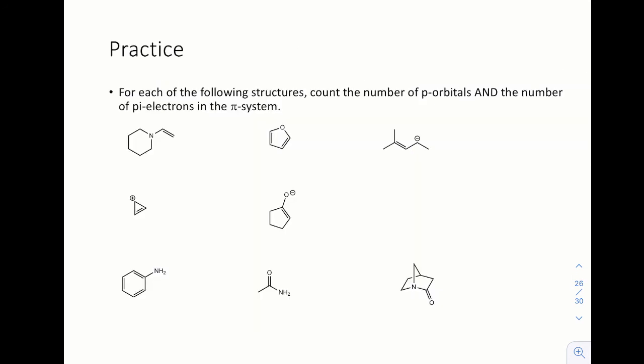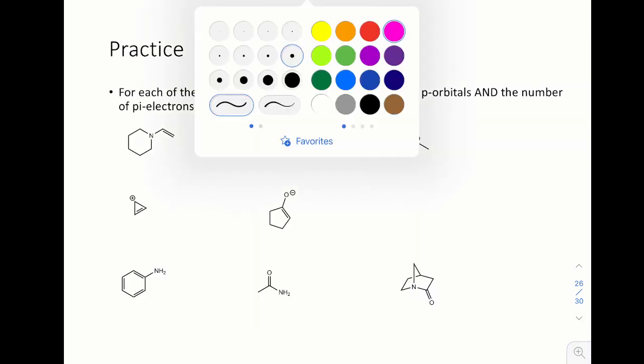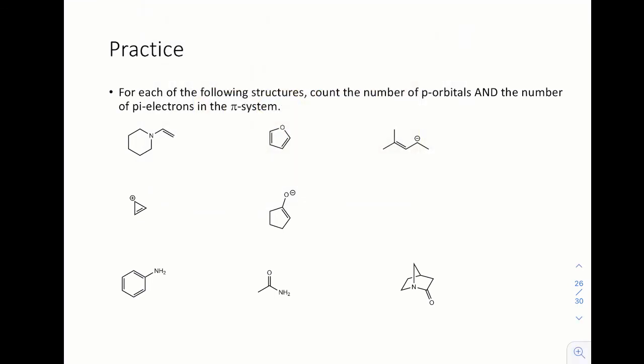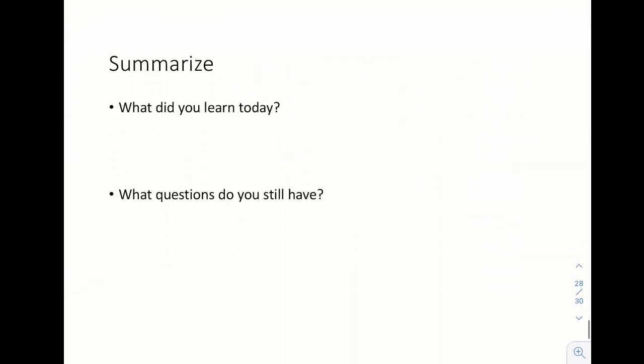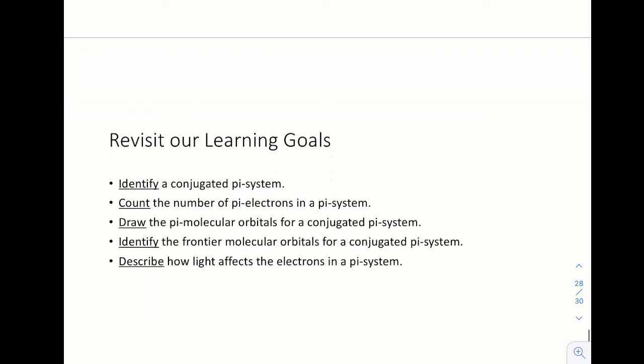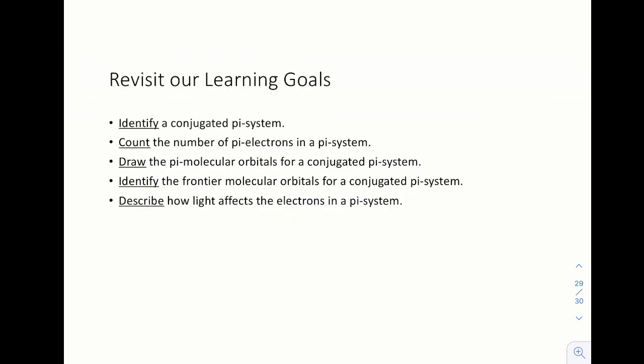Here are some more practice problems. Remember that one of the most important skills today is the ability to count the number of p orbitals and the number of pi electrons in a pi system. Once you've practiced, please summarize. What have you learned? What questions do you still have? And how does what you learned today relate to what you have learned in previous classes? Be sure that you can achieve the learning goals.